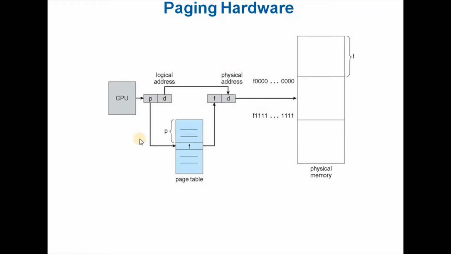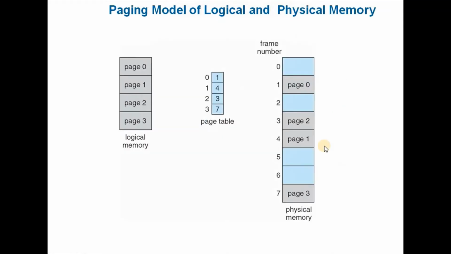Here we are using a data structure called the page table, and we map the corresponding address in the physical memory. How can we map this logical memory to the physical memory? Here we can see that in logical memory there are page 0, page 1, page 2 and page 3, that is, 4 pages. And here is a page table. For page 0 the frame number is 1. For page 1 the frame number is 4. For page 2 the frame number is 3. And for page 3 the frame number is 7.